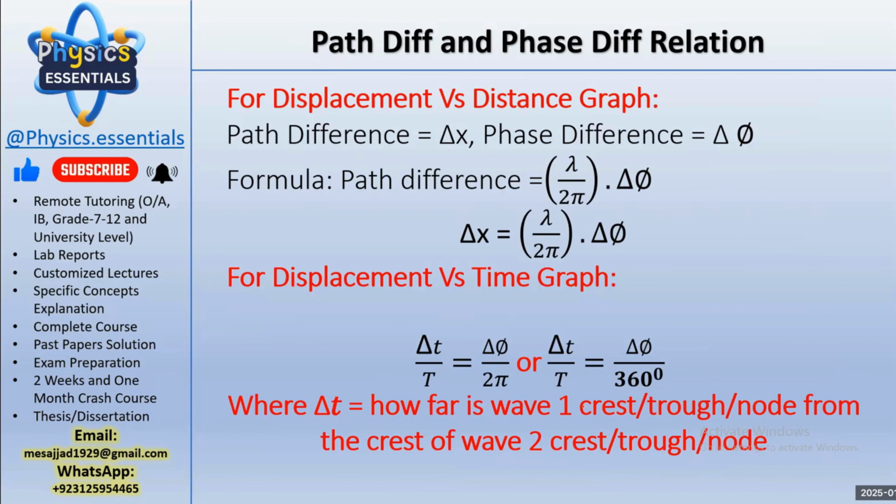Now you had two kinds of graphs for phase difference, displacement versus distance and displacement versus time. And if you have a graph, for example, displacement versus distance, then how can you find the phase difference without any visual look, only having the data? So that is the formula that you need to remember. Path difference equals lambda over 2 pi times phase difference, okay? And for the displacement time graph, the formula is delta t over time period equals delta phi over 2 pi, or delta t over T equals delta phi over 360. Now I will explain in a while what this formula means, okay?